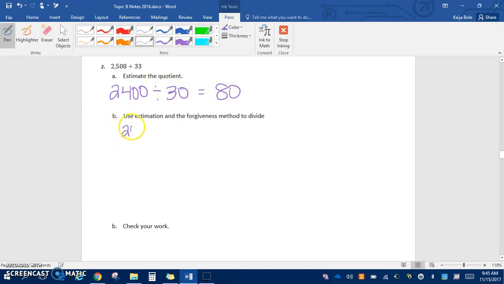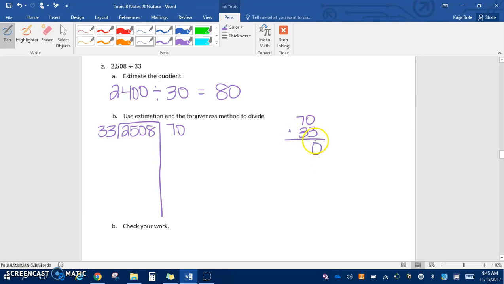So we have 2508 on the inside, 33 on the outside, draw our line all the way down. Alright, so we know we're trying to get to 80. So why don't we start with maybe 70 groups? And if you don't know what that is off the top of your head, we'll check it over here. So 70 times 33.